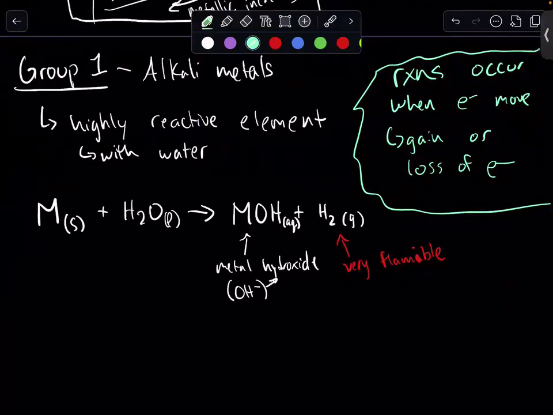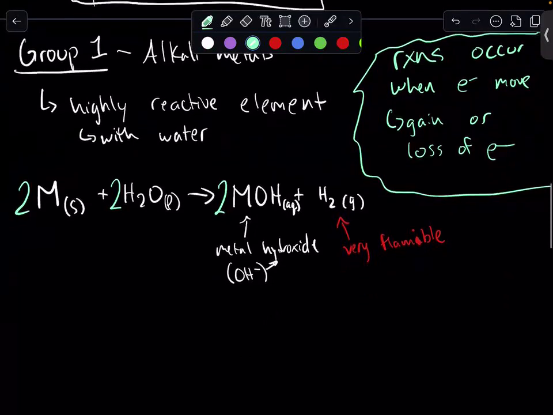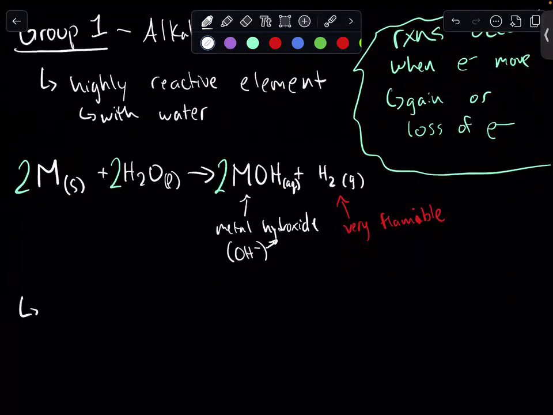This is always balanced the same way because group ones always have a charge of 1 plus in their ionic state, and it looks a bit like that. So this reaction is how they react. Now, the part about this that gets really interesting is as we move down the group, we notice that the metal provides or gives its electrons to water, therefore creating that reaction.